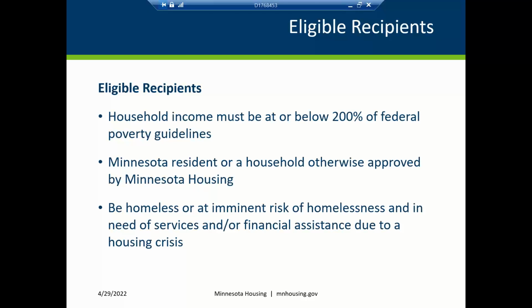And then eligible recipients include recipients whose household income is at or below 200% of federal poverty guidelines. They also have to be a Minnesota resident or a household otherwise approved by Minnesota Housing, or they need to be homeless or at imminent risk of homelessness and in need of services or financial assistance. The reason for this is just making sure to document that the household doesn't have another means for paying for the housing emergency, and as a result, they are able to request assistance through this program.